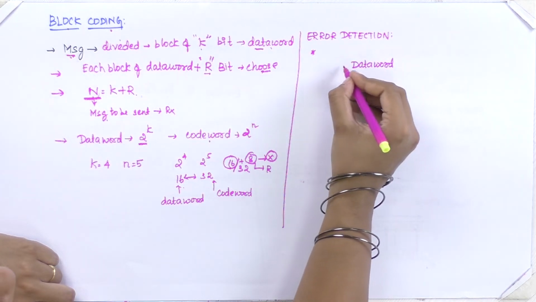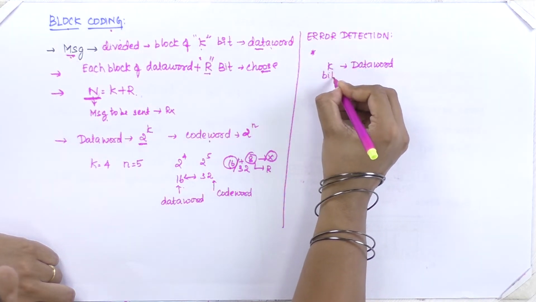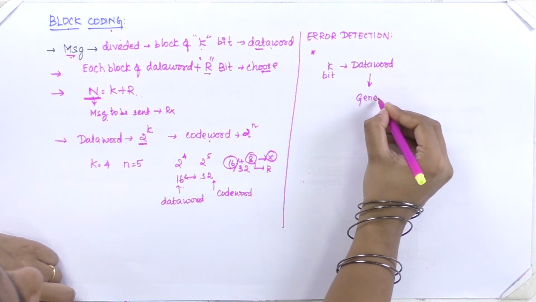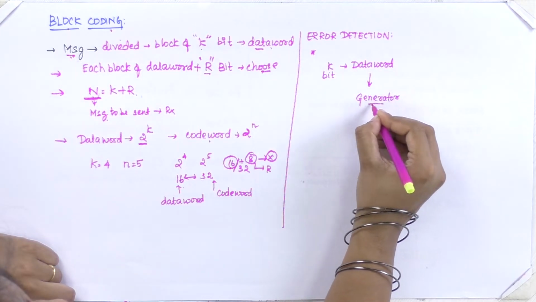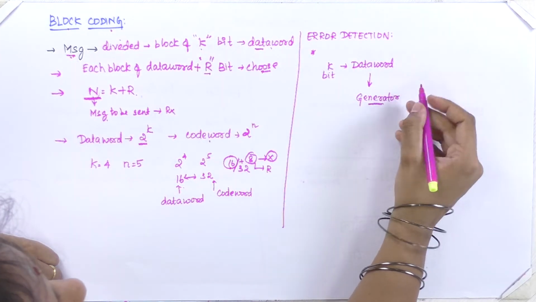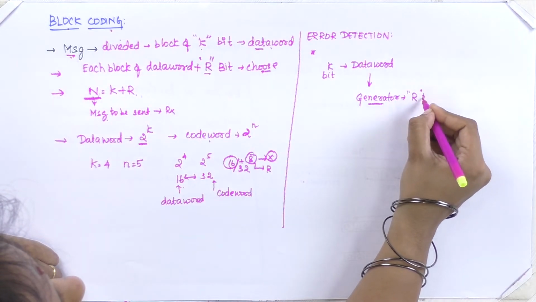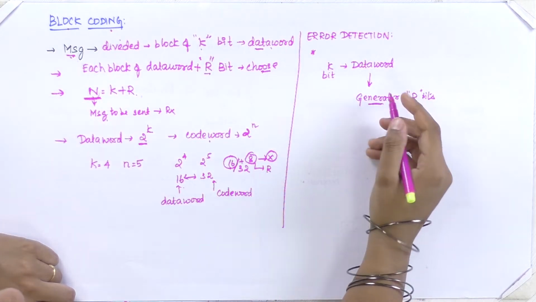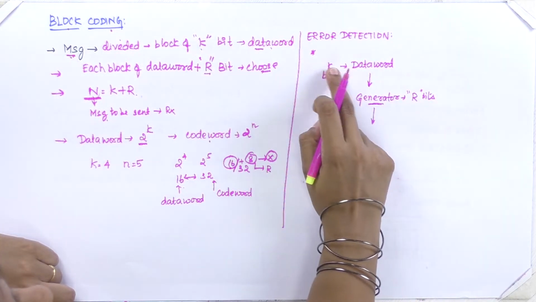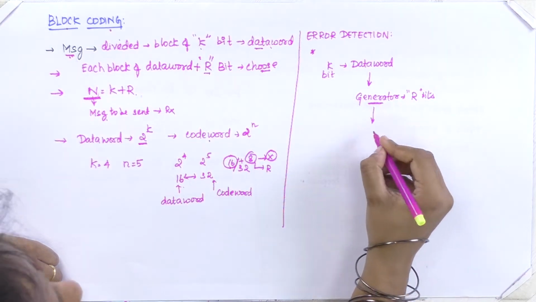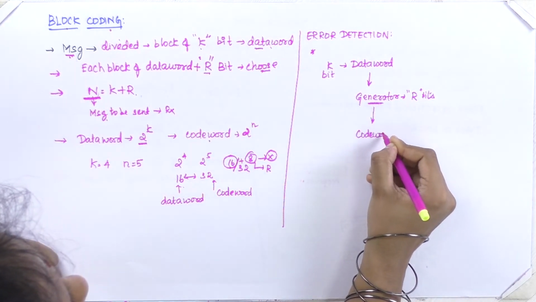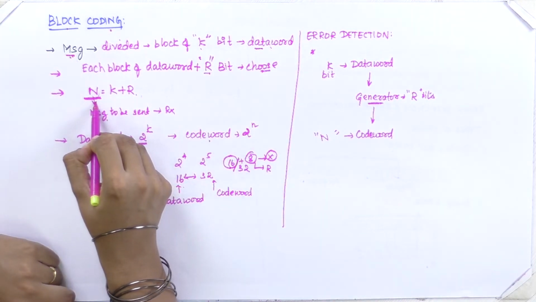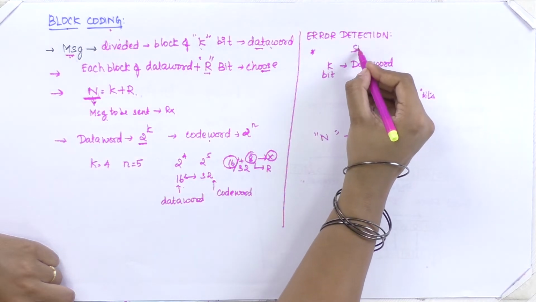So this is your data word, which is your k bits. Next you feed it into a portion called a generator. This generator is responsible for generating your redundant bits, R bits. It uses some mechanism and generates some R bits. On generating, both will be combined and it gives me a code word, which is nothing but your n bits, what we have seen here. This will be on my sender side.